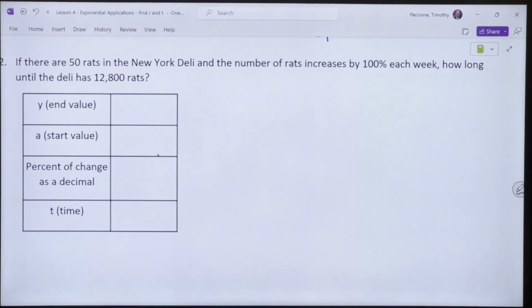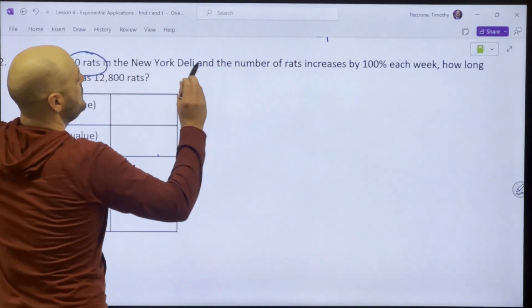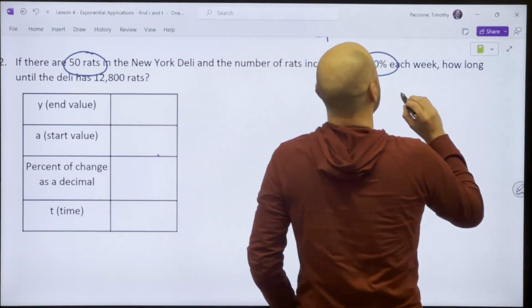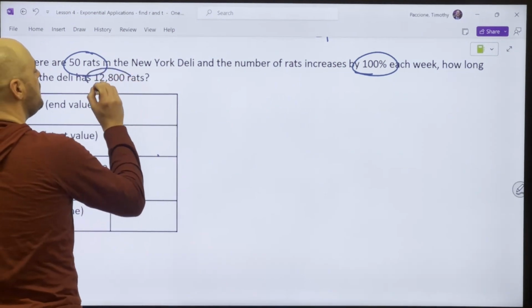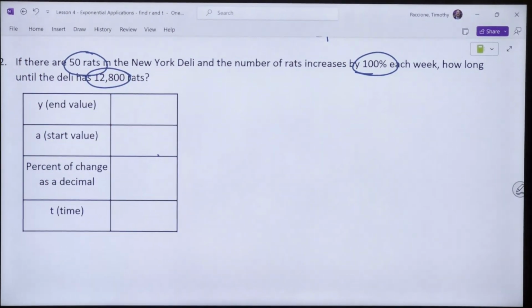Okay, there are 50 rats in a New York deli, and the number of rats increases by 100% every week. We're in trouble. We're going to have to call the health inspector pretty soon. How long until the deli has 12,800 rats? Okay. No. Not quite. So 100%, 50. That would be if it was linear. It's not. It's exponential. Okay?